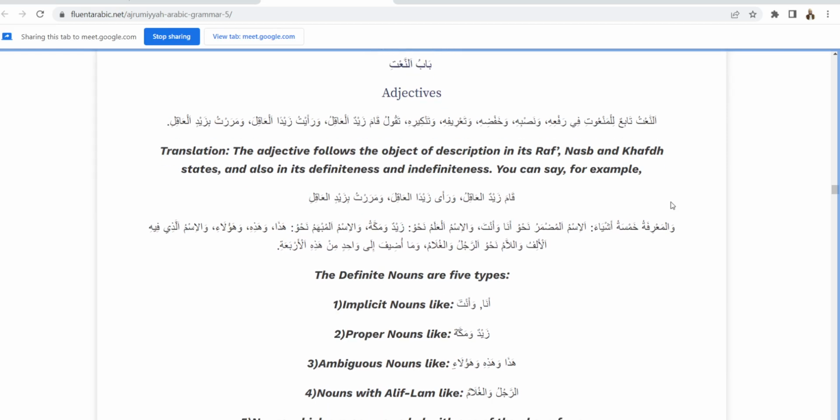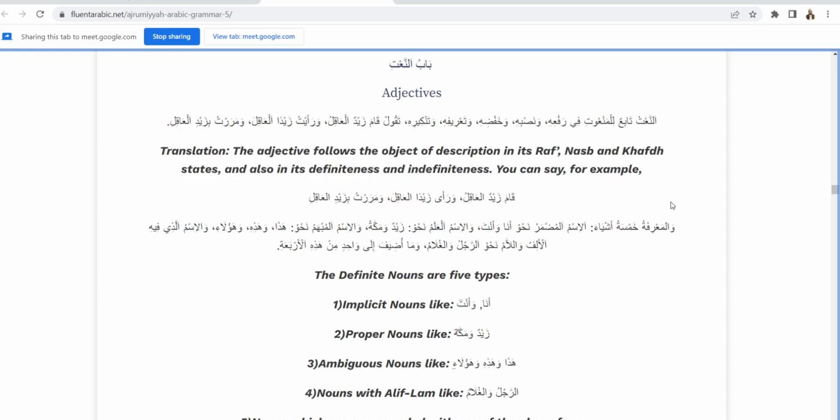He says, Babun Na'at, the chapter of adjectives. He says that the Na'at follows the Man'ut. The adjective follows that which it describes, if it's Raf, Nasb, Khafd, but not in Jazm, because Jazm is for Af'al, not for Asma. And even in Ta'rif, if it's been defined, like with Al, and Tankir without Al. Then he gave examples.